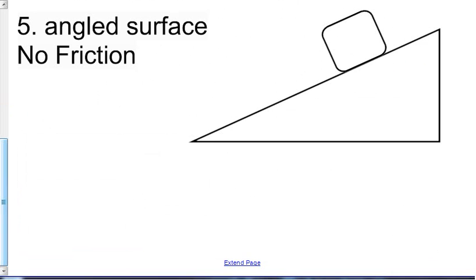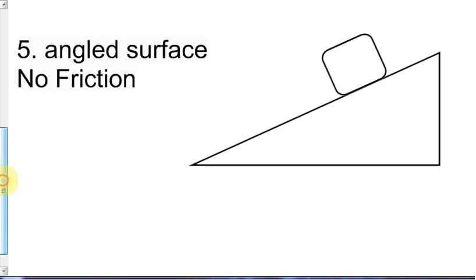Next one. We get to our first angled surface. Angled surfaces, no friction on this. And now here's where things get somewhat convoluted. Let's draw forces acting on this. First of all, let's talk about gravity. Which way does gravity act? Well, gravity always acts straight down on these diagrams. mg. Always.